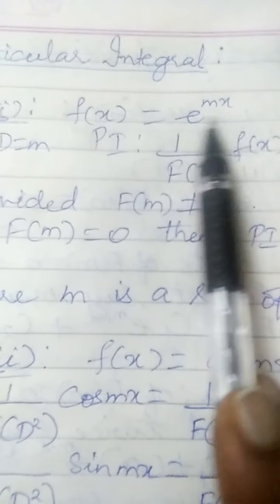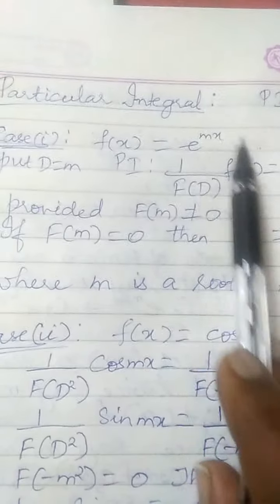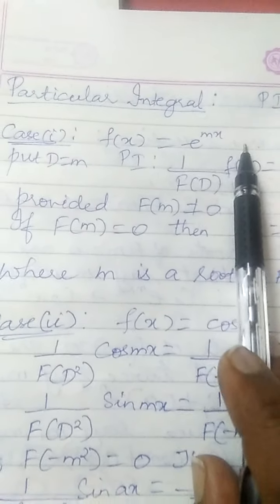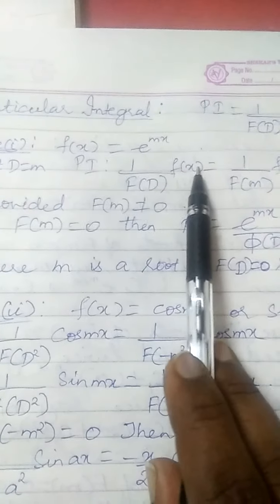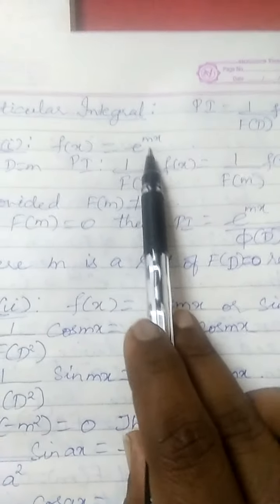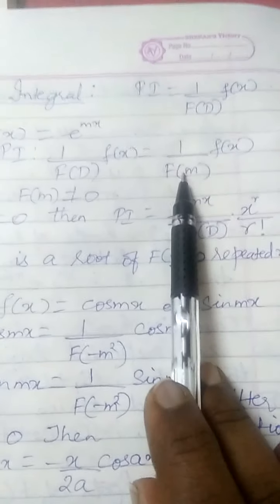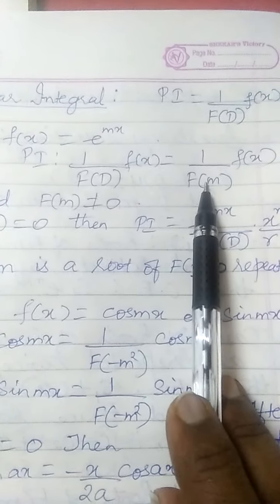Now case 1, f of x is equal to e power mx. If the right hand side is in the form of e power mx, all we need to do is write it in the form of 1 by f of D, f of x, put D equal to m, which is the coefficient of x, and solve.